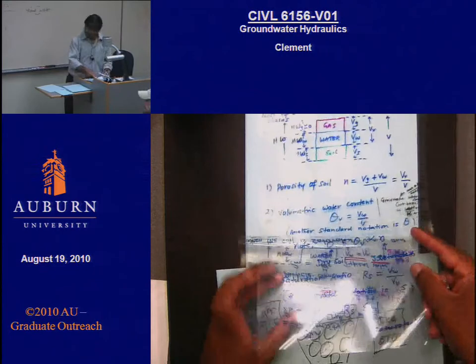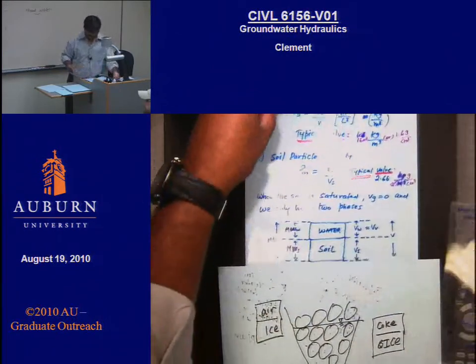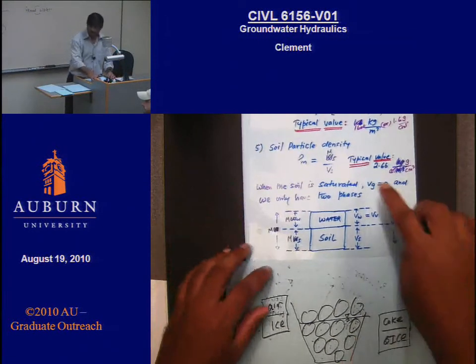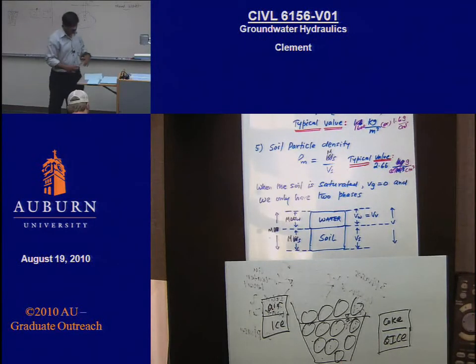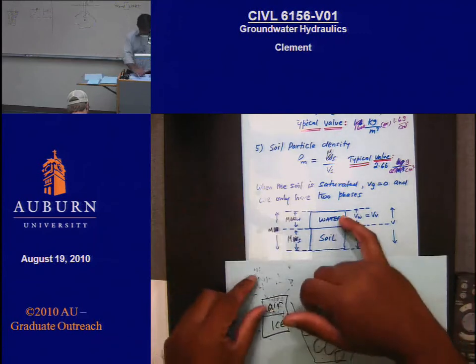Three-phase phase diagram, which has a gas phase, water phase, and soil phase. When the soil is saturated, what happens? The gas phase is gone. In a McDonald's Coke cup, below the Coke level, there is no gas there. So the gas phase is gone, and it's a two-phase system.